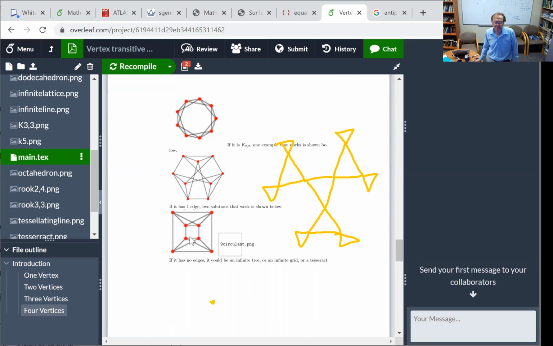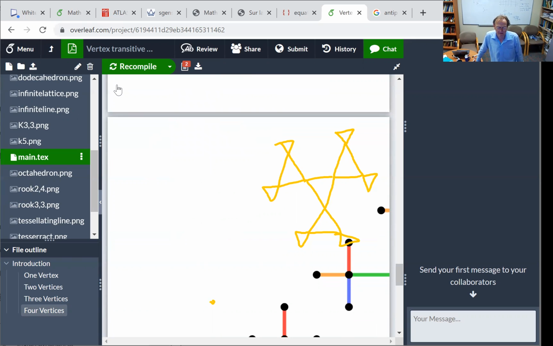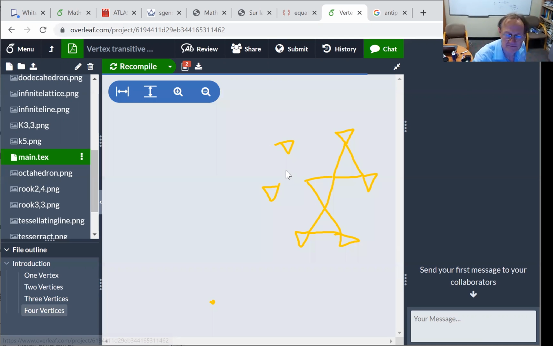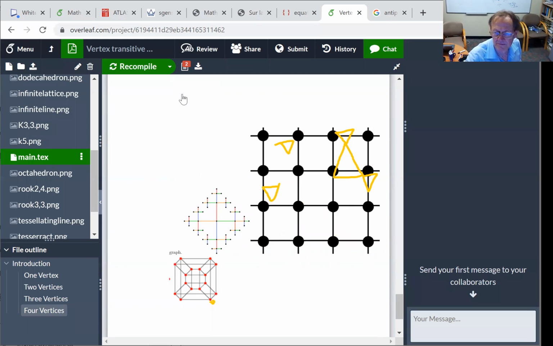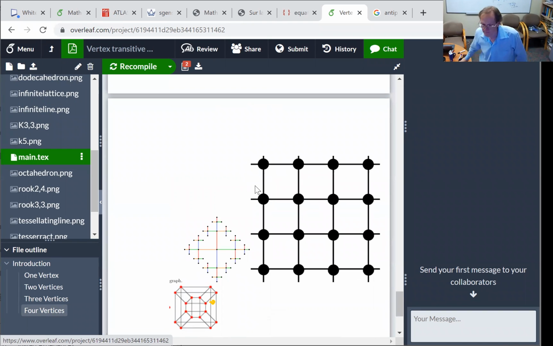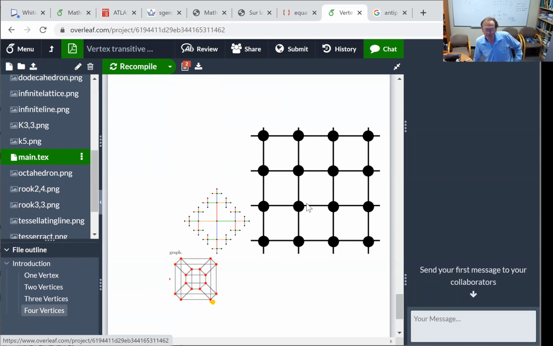So that's good. That covers all the cases then, does it? Well, if it has no edges, whoa, what happened here? Hang on, let me just change the size of that. The sizes are really screwed up, I think I formatted this wrong, but yeah, you have the infinite tree if there's no edges. You have the grid, and I think a tesseract would work, right?